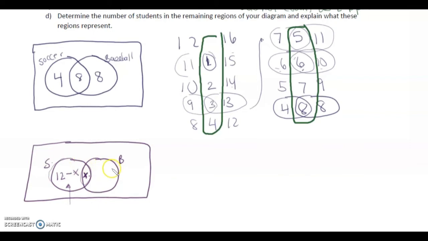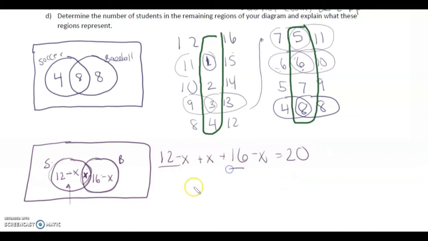Now, in the baseball circle, it's going to be 16 minus x. Okay, we know that 16 people are on the baseball team, but then we're going to subtract x because this circle only takes into account here, not the overlap. Then we're going to add the overlap. So algebraically, if we want to add these 3 up, we know that the total number of people on the bus is 20. So we're going to go 12 minus x plus 16 minus x, and that's going to equal 20.